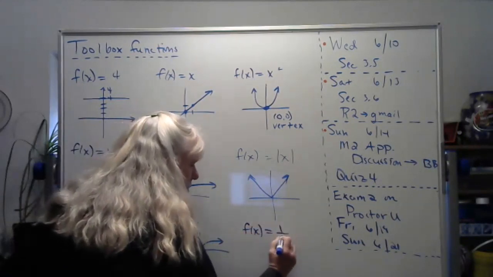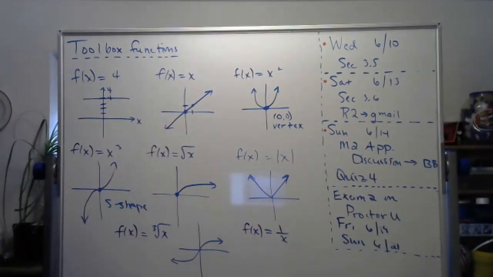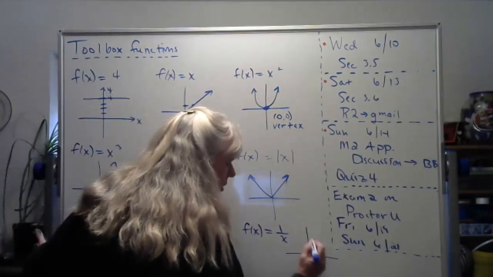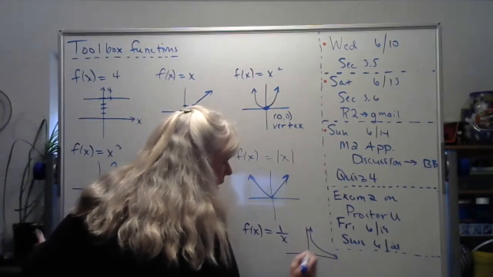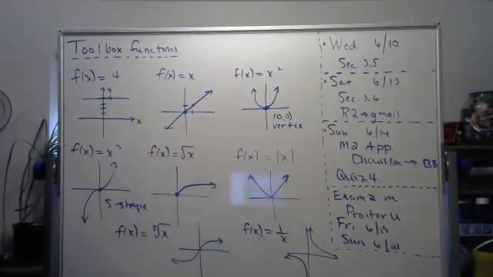And then the last one, which I think is the one that's a little hard for everybody because we just haven't used it much yet, that's the 1 over x. It's called the reciprocal function. That's the one that I call a bow tie. So it looks something like this. Okay. And those are our 8 toolbox functions.